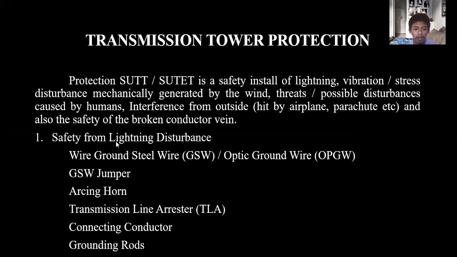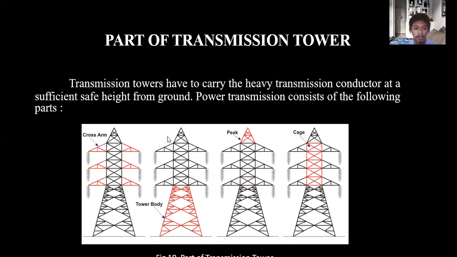Number two, cross arm of the transmission tower. The cross arm holds the transmission conductor. The dimension of the cross arm depends on the transmission voltage level, configuration, and minimum forming angle for stress distribution. Number three, cake of the transmission tower. The portion between the tower body and the peak is known as the cake of the transmission tower. This portion of the tower holds the cross arm.